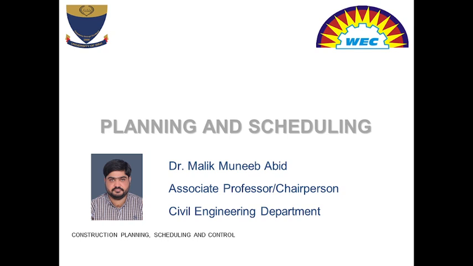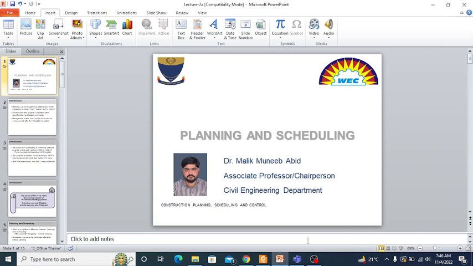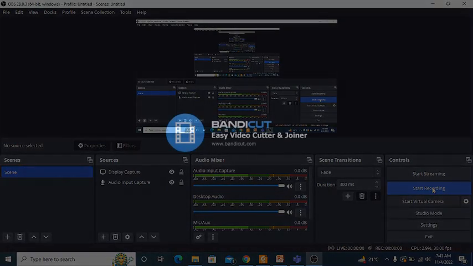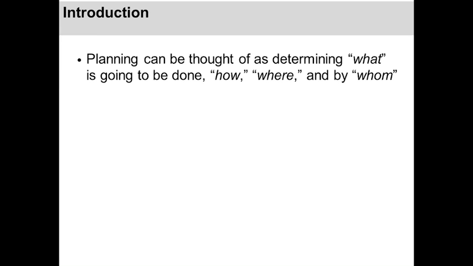However, in the context of construction projects or civil engineering projects, the term planning is restricted to mean project planning with an emphasis on construction projects. Planning can be thought of as determining what is going to be done, how, where, and by whom.